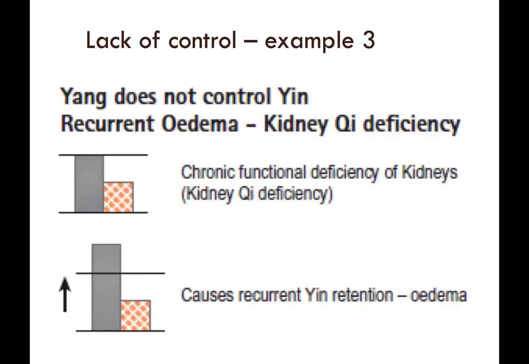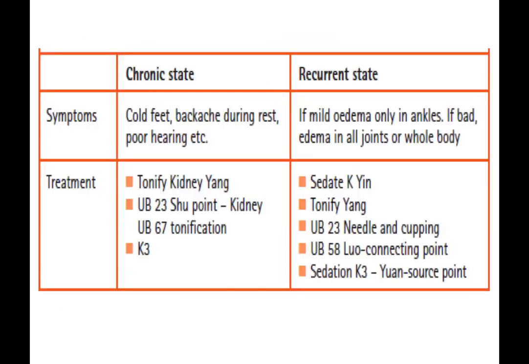Third example, for lack of control, yang does not control the yin. So we have recurrent edema, kidney qi deficiency. This is a chronic functional deficiency of the kidneys, which is kidney qi deficiency, and this causes recurrent yin retention, because this is someone who will have difficulty and will retain water, will retain fluids. So there would be edema. Because of the yin retention, the patient develops edema.